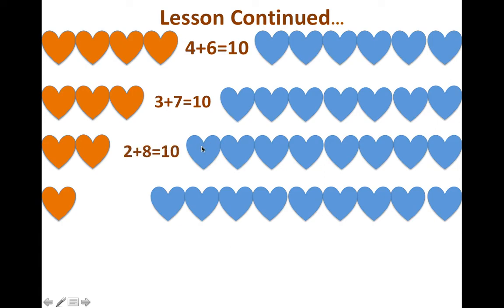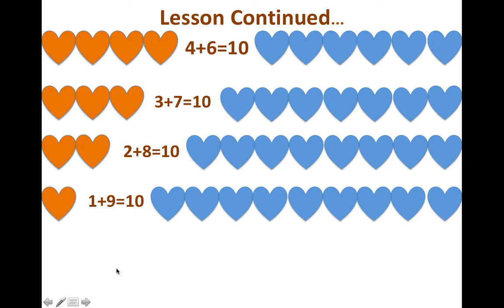Then the number keeps going down on one side and up on the other side. 2 plus 8 equals 10. And lastly, I have 1 plus 9 equals 10. I want to make sure you understand that as the number goes down on the orange side, the number goes up by 1 on the blue side. So we have different combinations, or different ways, we can make the number 10.